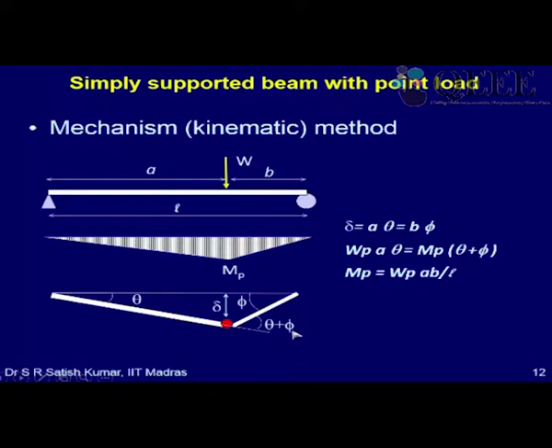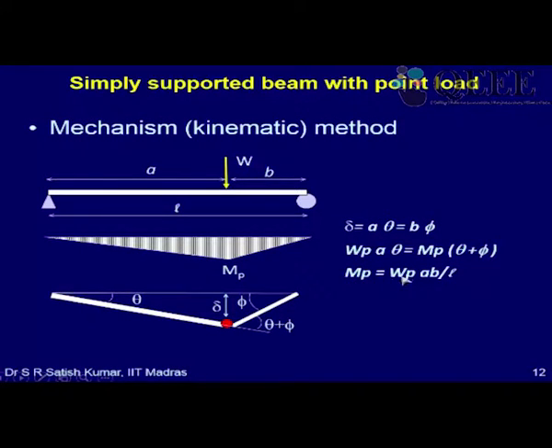Okay. So the internal work done is MP, rotating the beam by theta plus phi. The external work done is WP, coming down by a value delta, which you can write as a theta, let's say. So this is the external work done. When we equate it to the internal work done, we get the MP required to avoid collapse at WP, or to just have collapse at WP. Okay. So that is the MP required.